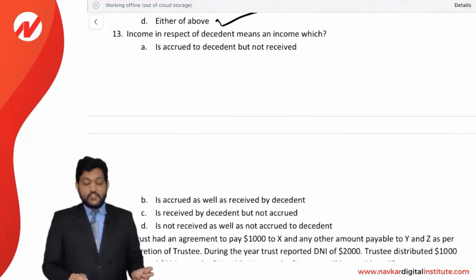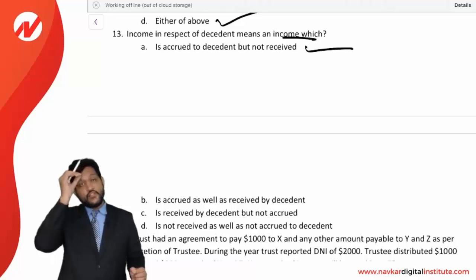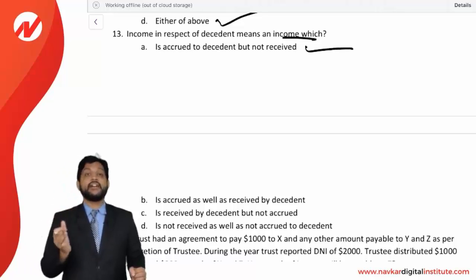Income in respect of the decedent means income which has accrued to the decedent but not received. Yes, that's the correct option, which has been accrued but not received. We have also discussed in the individual taxation chapters what IRD, income in respect of the decedent, is. The same concept is here.